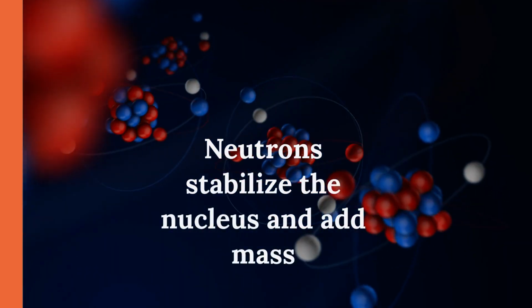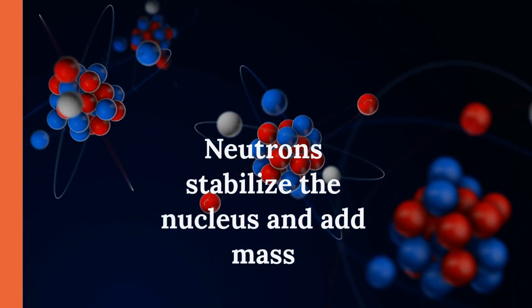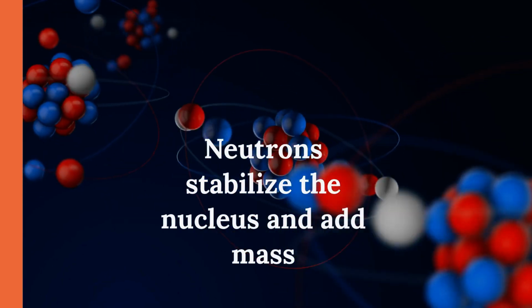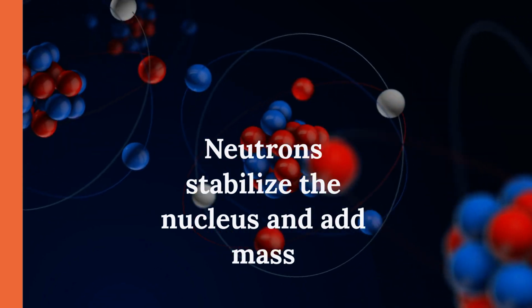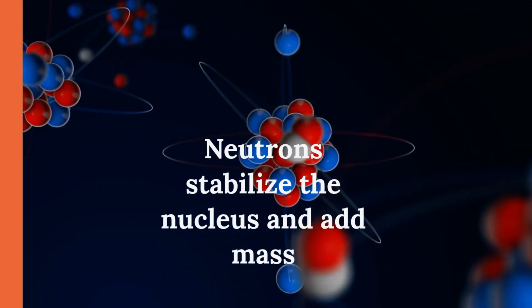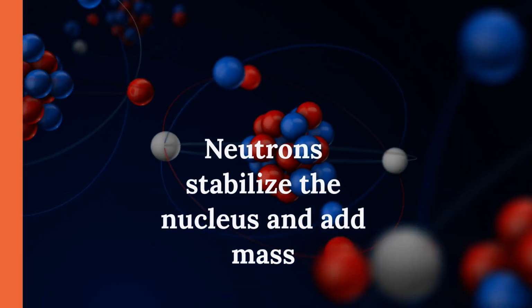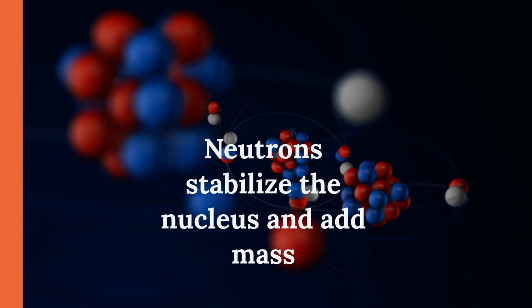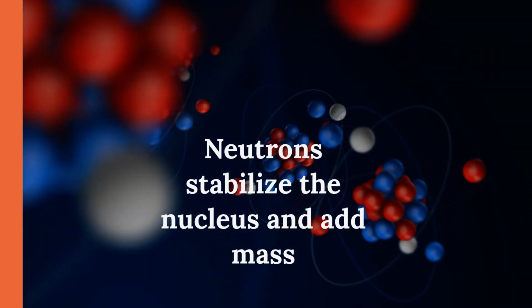Neutrons have no charge and are in the nucleus. They share a relative mass of 1 with protons. Neutrons stabilize the nucleus and add mass. Atoms can have different neutron numbers, forming isotopes. Neutrons do not affect the atomic number.